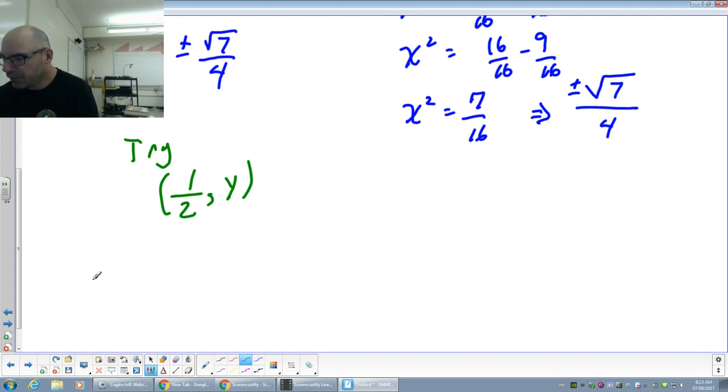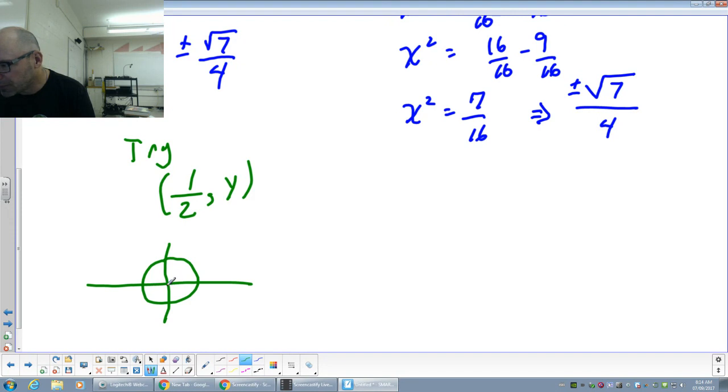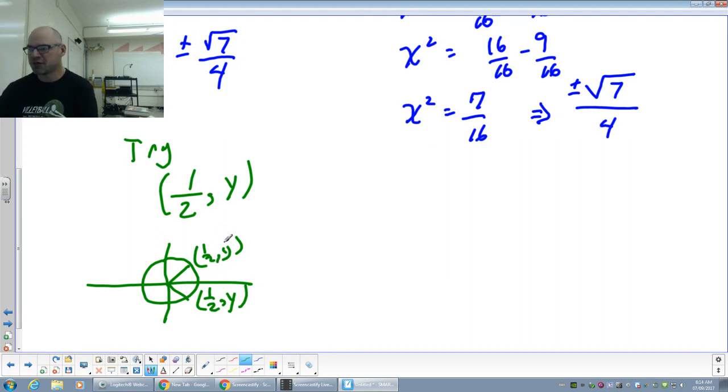So let's do the little sketch here. Let's do it freehand. See how my circle drawing is. Okay, so x of 1/2 would be, it's going to be here or here, right? 1/2 and y, 1/2 and y. Okay, so that means that the y can be positive or negative. Now, if they tell you which quadrant it is, it'll just be this one or that one, but depending on the question, okay?